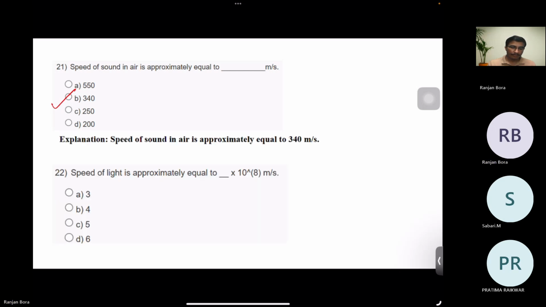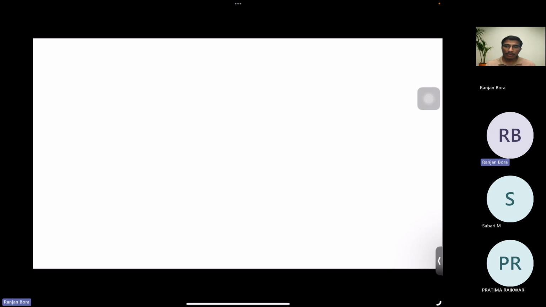Next question: the speed of sound in air is approximately equal to, option B is correct, 340 meters per second. And the speed of light is option A, 3 times 10 to the power 8 meters per second. So these were all about the prerequisite concepts which are required to understand this course. Now we'll start some content from week 1.